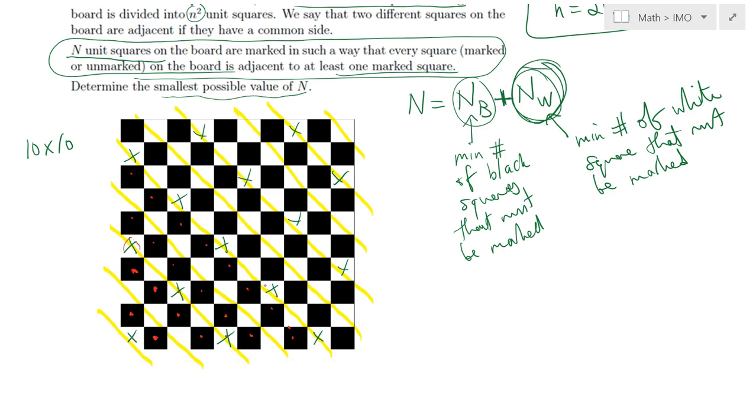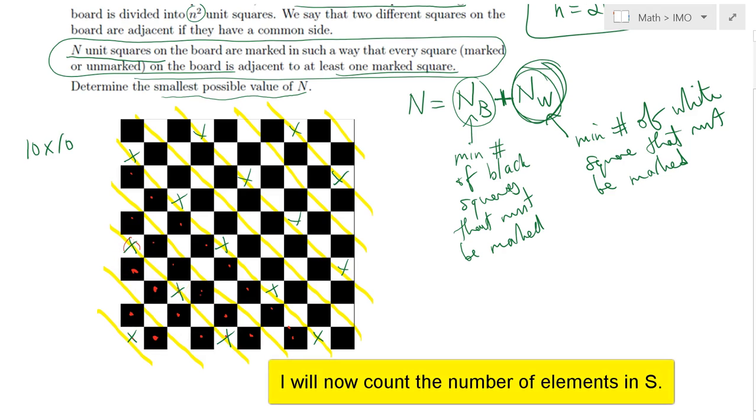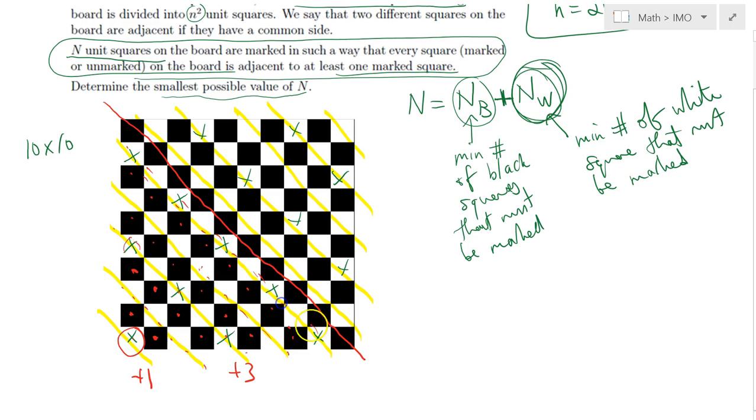Now let me count how many marks I put on this chessboard. I will consider this main diagonal. With respect to this main diagonal, I started by putting one mark here, then I skipped one diagonal, went to the next one, and put 3 more. Then I skipped one diagonal, namely this one, and went to the next diagonal, and this time I put 5.